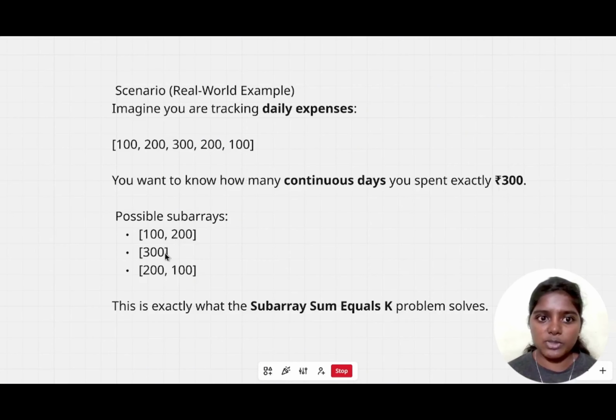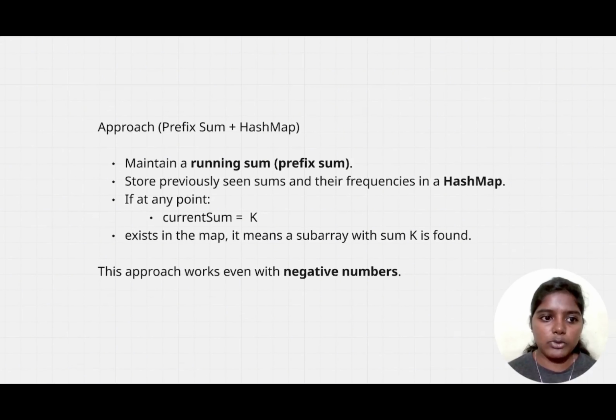So that is one possible subarray. And another one is Thursday and Friday. If we add these, that is also 300. We are checking with the k value, so it is also true. So that is also a possible subarray. So let's see the approach.